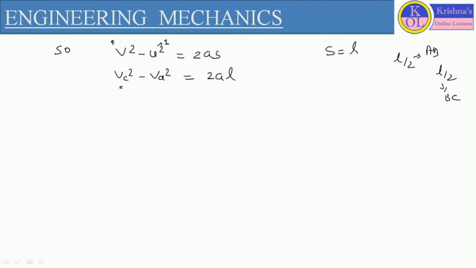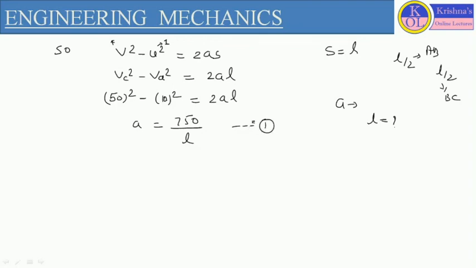Now we have the value of VC and VA. So we will define the value of acceleration. A we are considering as uniform acceleration. So we will define the value of A in terms of L, because the L value we also don't know. So this value will be 750 by L, because VC we have 50 centimeter per second and VA is 10 centimeter per second. So we will put this value and we will get the A value. Let us consider this equation as equation 1.